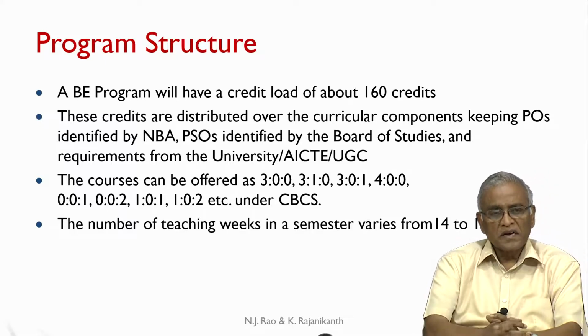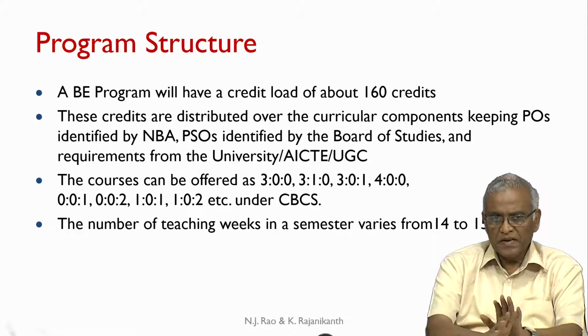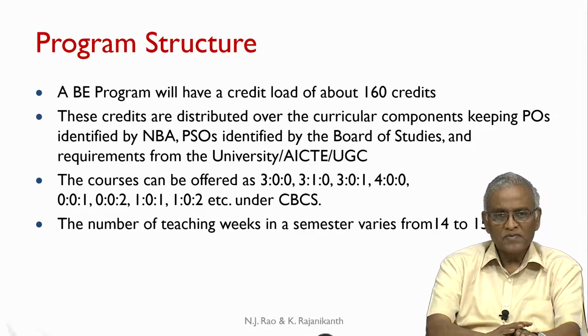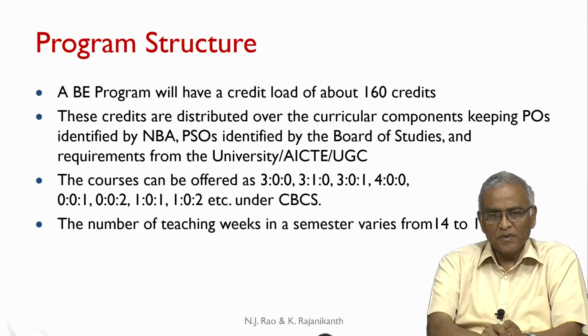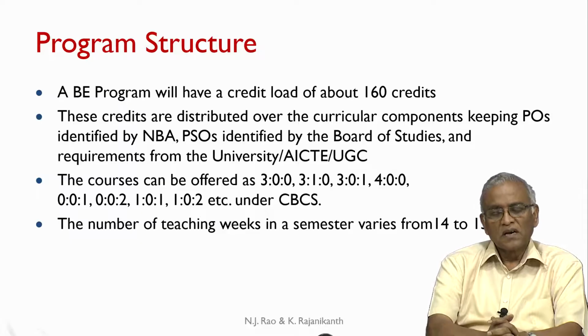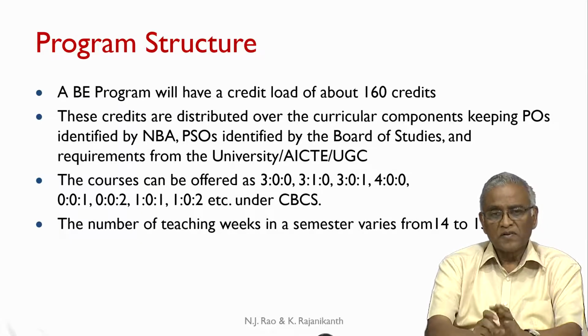And these credits, whatever number that you choose, are distributed over the curricular components, keeping the POs identified by NBA, PSOs identified by the Board of Studies, and the requirements of the university, AICTE and UGC. These are that many constraints that you have. For example, UGC says you have to have a course on ecology or environment, whatever name that you want.